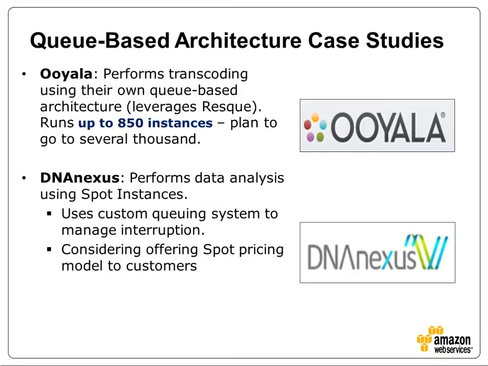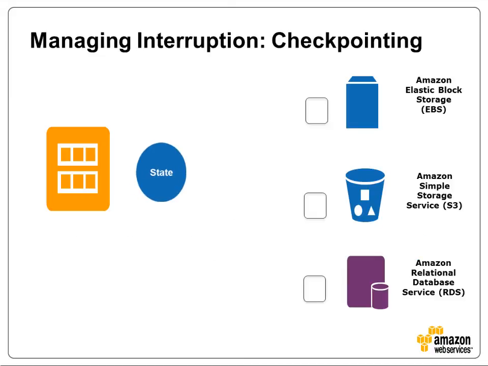Uyala divides up its rendering jobs and sends them through ResQueue, a queuing subsystem. DNA Nexus also utilizes a queuing subsystem to perform analysis of genomic data. Both companies monitor to ensure the jobs complete, and they will automatically requeue jobs if they fail to complete because of interruptions or other types of failure.